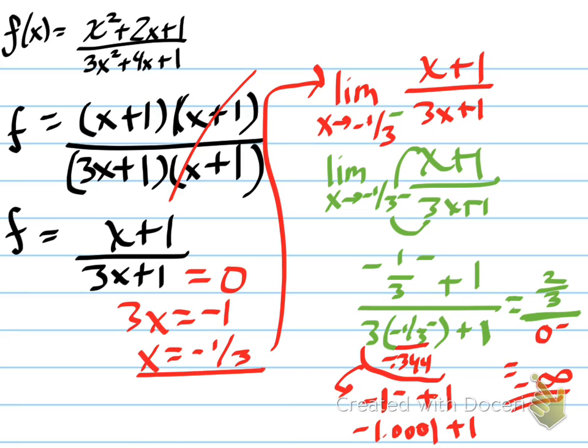So because I approached a finite value and gotten an infinite result, this tells me that this function has a vertical asymptote at x equals -1/3. That's the location of the vertical asymptote. That's where the dotted line would occur, so to speak.